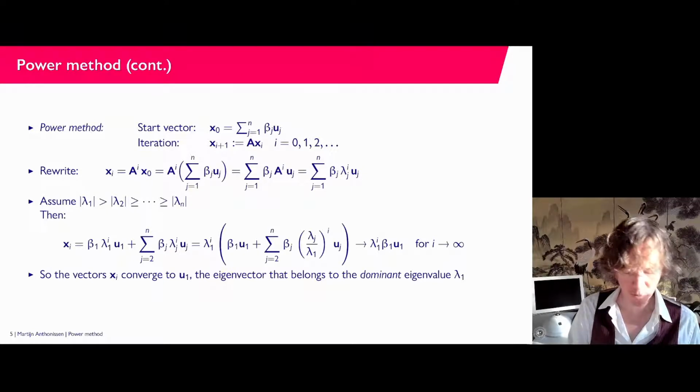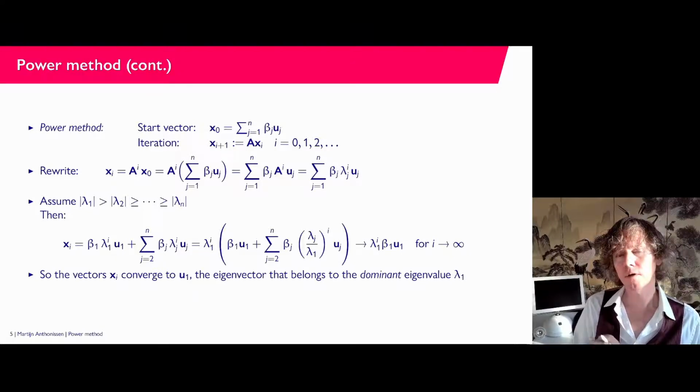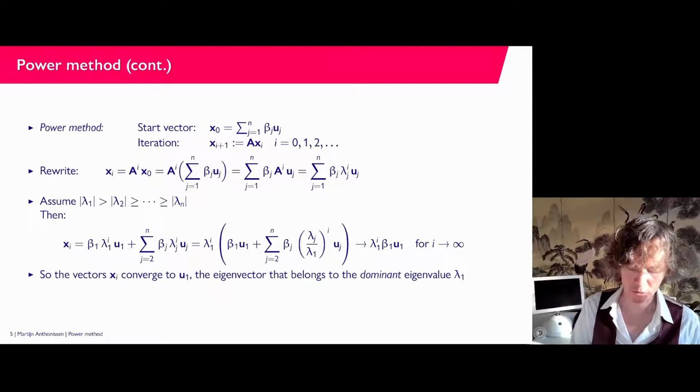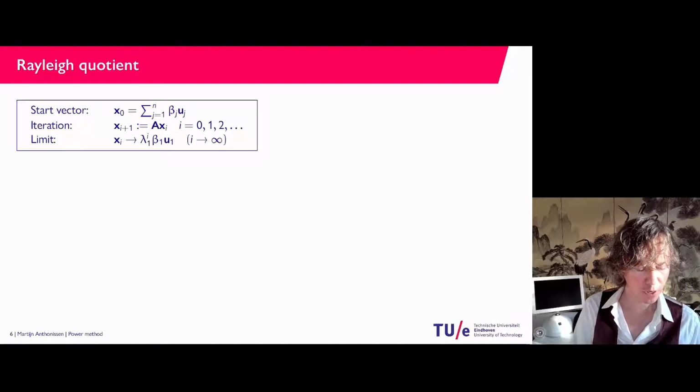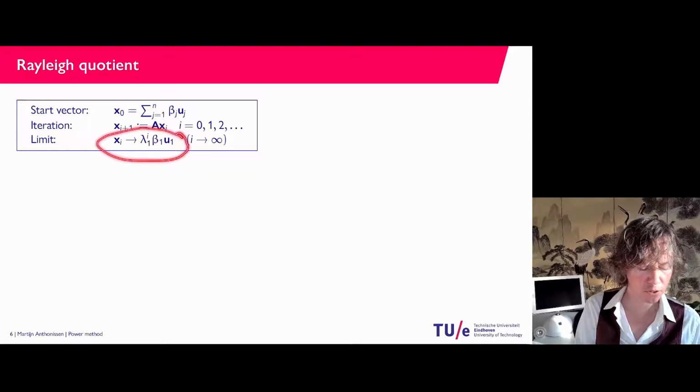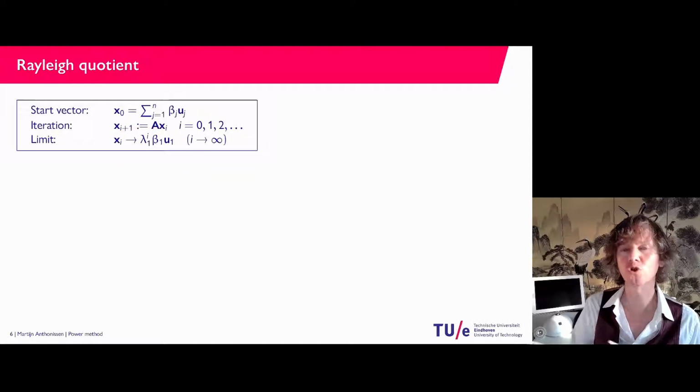Let's introduce a bit more notation, because now it is nice that apparently those xi's that I compute, they go to u1. Now I would also like to know the value of lambda 1. So I'm interested in the eigenvalues of the matrix. So here I kind of repeated everything we had so far. So I choose a starting vector x0. I do this iteration, that's the power method. And then we have just seen in an analysis that the xi's converge to some multiple times u1.